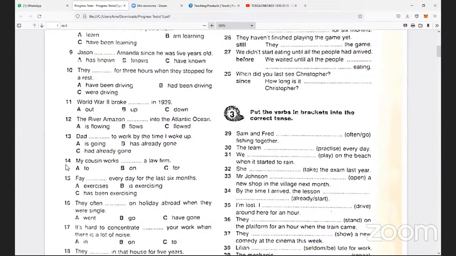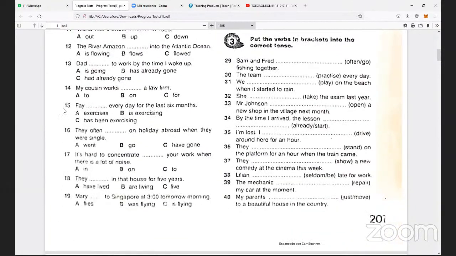14. My cousin works for a law firm. Okay, in this case, we're going to use on, because we're talking about the place. So always when we talk about the place, we use on or maybe at, okay? Perfect. 15.